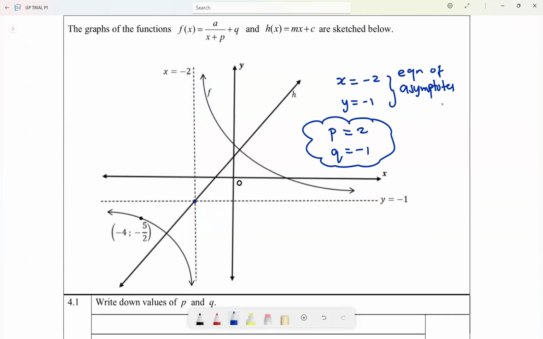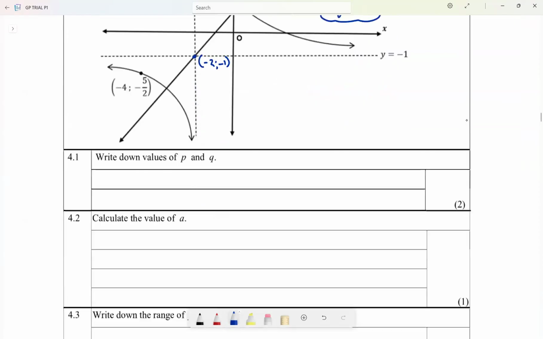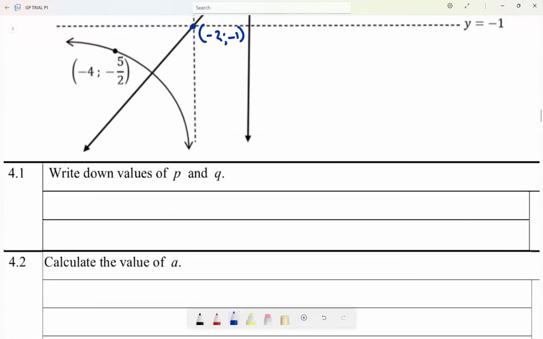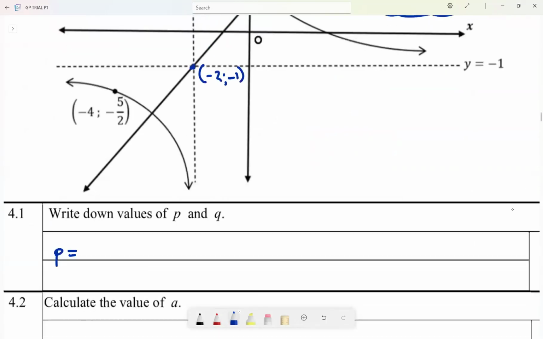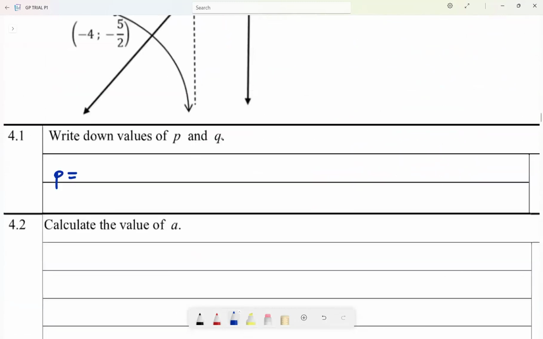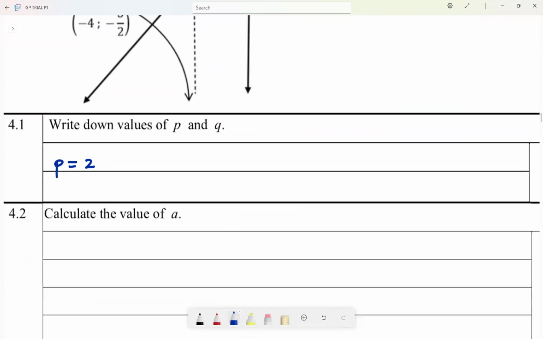So this point here, we know this point to be x is -2, y is -1. Because the x is -2, the y is -1. Let's look at the question that follows. Write down the value of p and q. Very easy. P is equal to, we check the asymptote that we have. The asymptote is x equal to -2, so it means p is going to be positive.